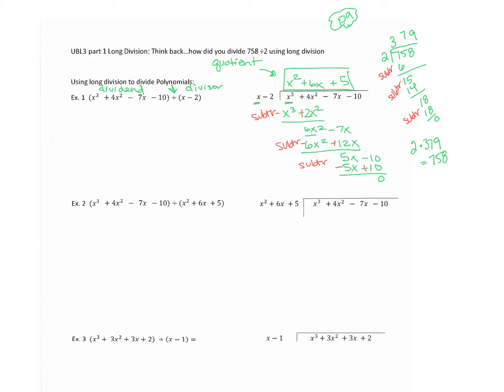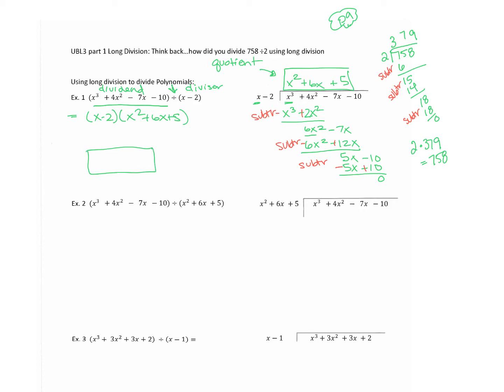So the same thing is true here. I could think of x cubed plus 4x squared minus 7x minus 10 as being equal to x minus 2 times x squared plus 6x plus 5. So I can multiply my quotient times my divisor to see if I get my dividend. Is it true? I mean, that's how I know if I didn't make any mistakes.